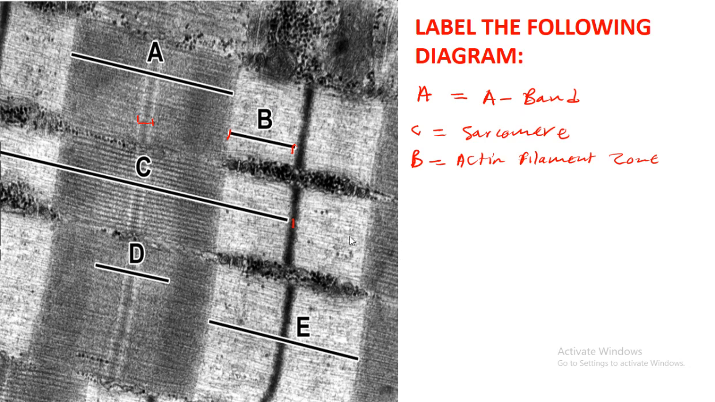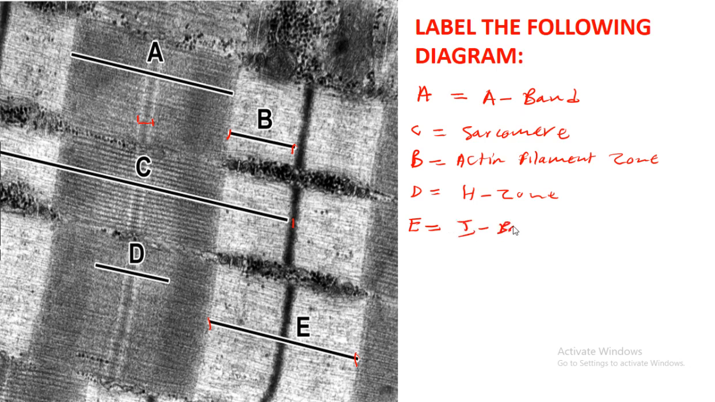And then we have D, which is just the H zone. And then we can simply look at the region from this part to that part, which is simply the I band. Okay, so this is the I band.